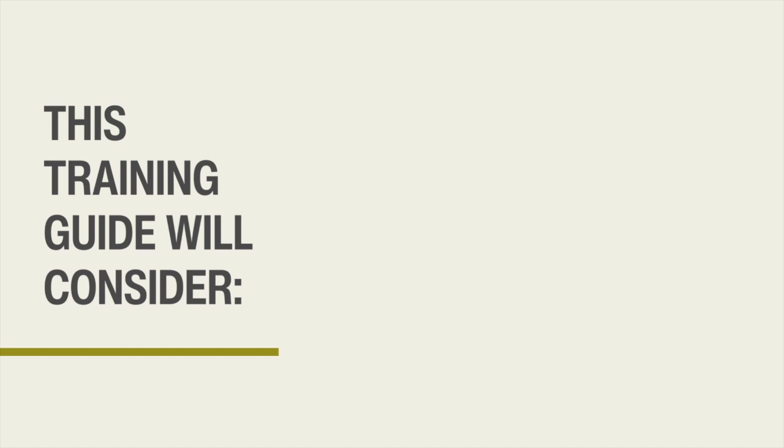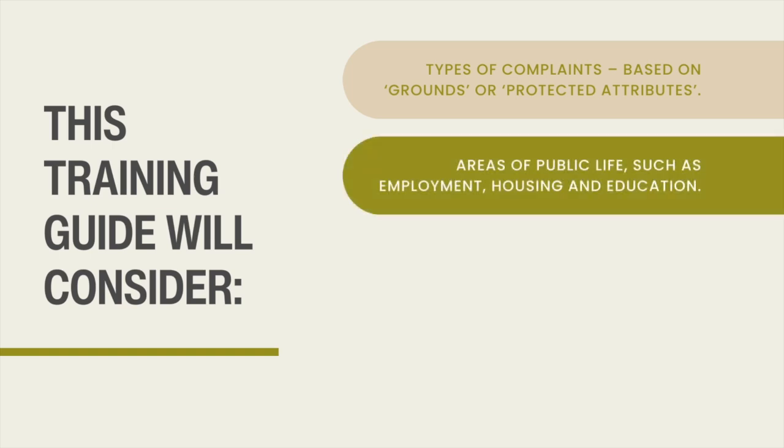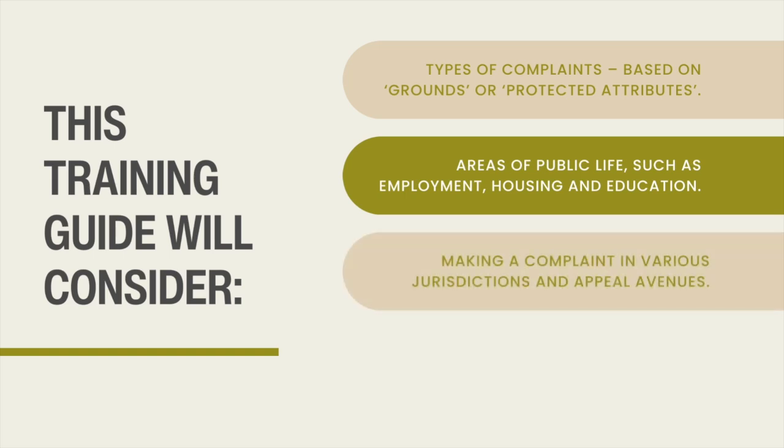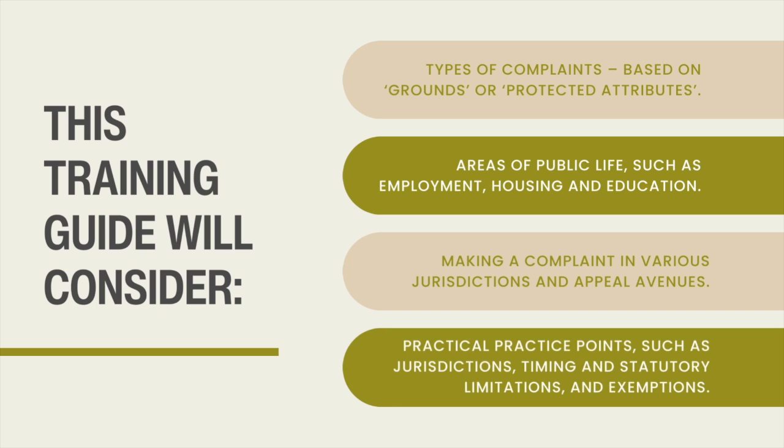This training guide will consider a range of different issues in discrimination law. It will consider types of complaints based on grounds or protected attributes. It will consider areas of public life such as employment, housing and education. It will also consider making a complaint in various jurisdictions, in particular WA and at a Commonwealth level, and it will consider appeal avenues. We've also included additional practice points to help you as a practitioner navigate this space.